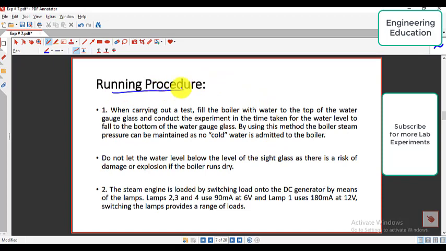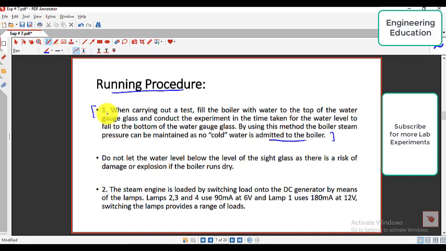Running procedure. When carrying out a test, fill the boiler with water to the top of the water gauge glass and conduct the experiment in the time taken for the water level to fall to the bottom of the water gauge glass. By using this method, the boiler steam pressure can be maintained as no cold water is admitted to the boiler.